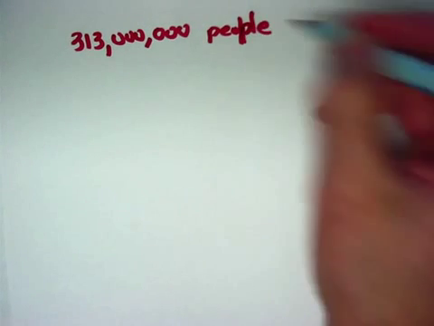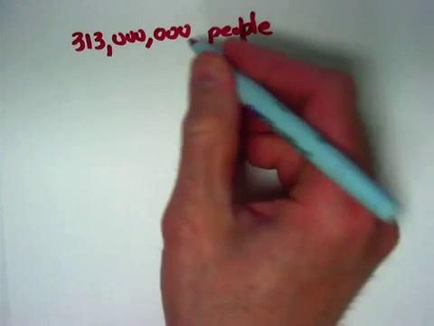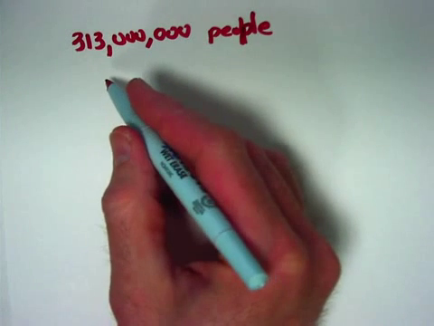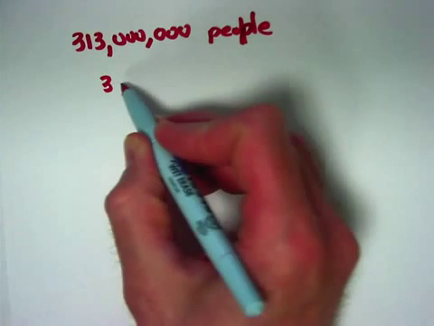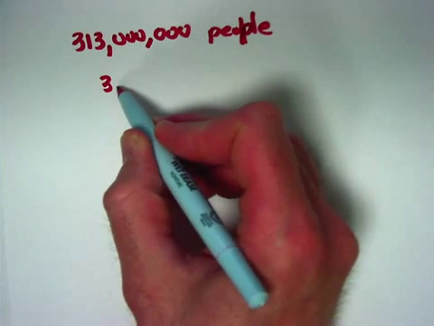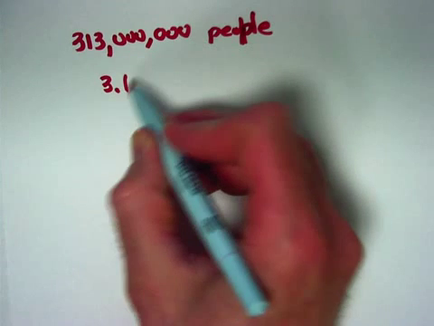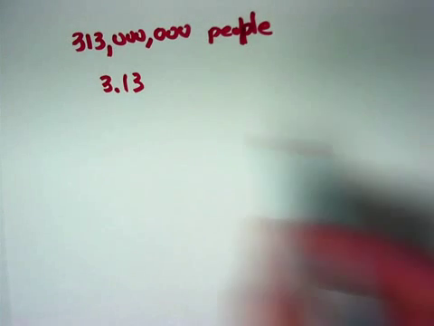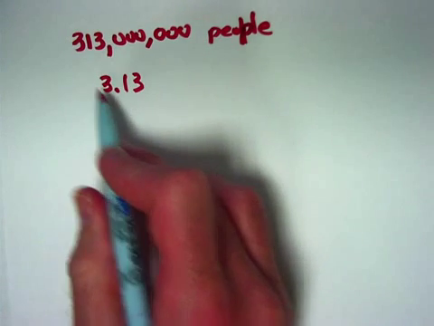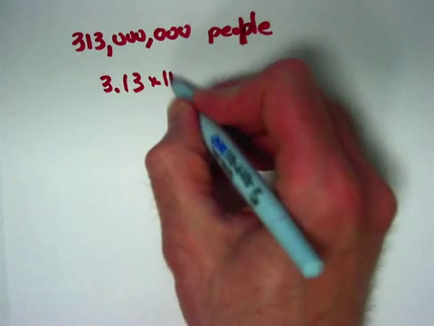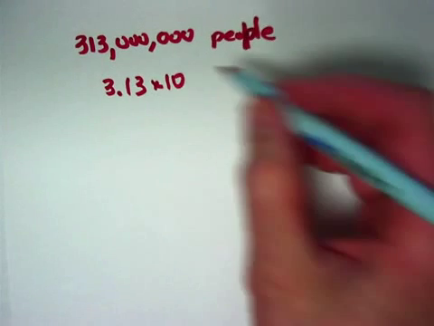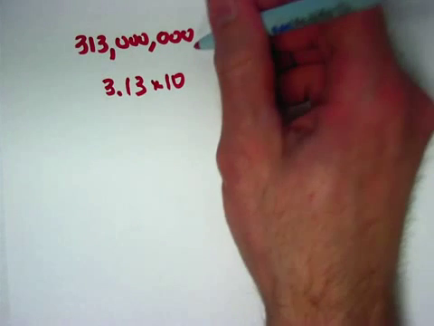Supposed to be a P there, people. In scientific notation, you'd take the first three numbers, the significant digits here, and make them like this, 3.13. Put the decimal spot after the first non-zero digit. And then you multiply by an appropriate power of 10 that will make these two things equal.